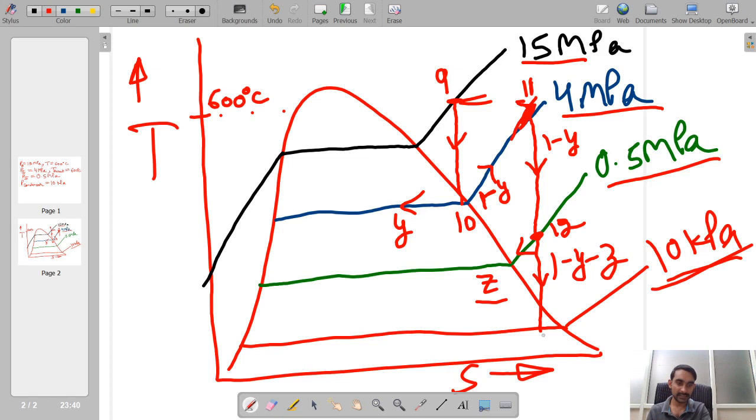Bottom, let us consider as point number 13. And after that, inside the condenser, the condensation process will be happening. That will be happening for 1 minus y minus Z. Now one more important piece of information you have to know is that this y fraction whatever we have taken is nothing but corresponding to that of a closed feed water heater.